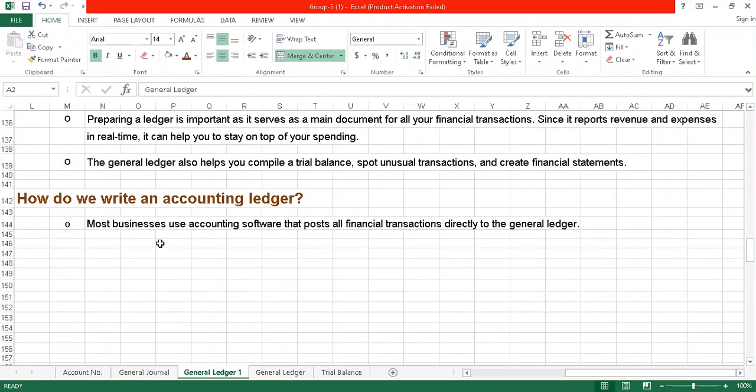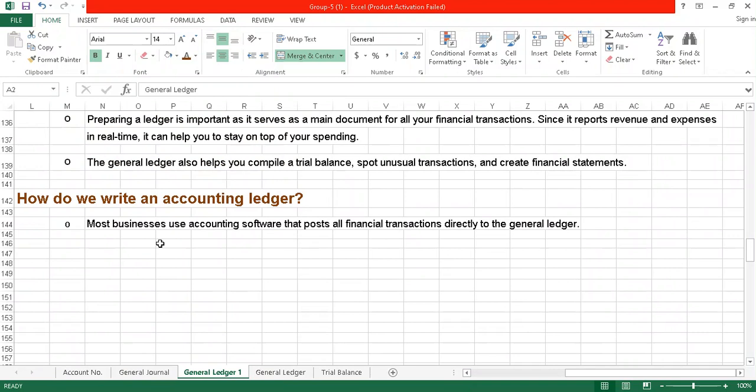So, how do we write an accounting ledger? We all know that most businesses use accounting software to post all financial transactions directly to the general ledger. However, if you want to create your own general ledger, you first need to understand the basics of double entry bookkeeping. So, what is double entry bookkeeping?